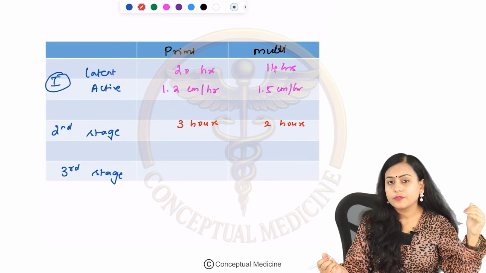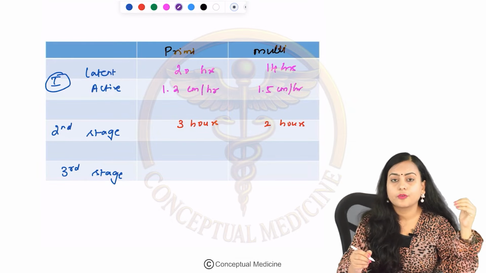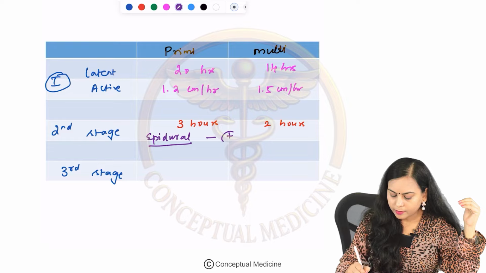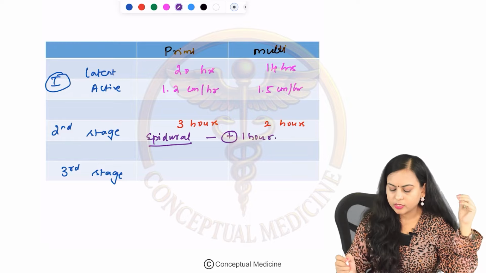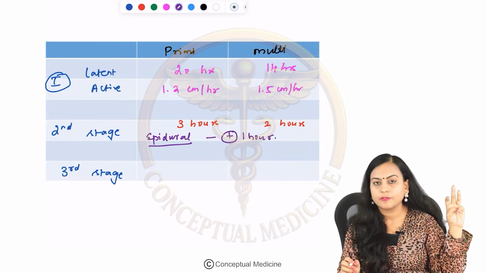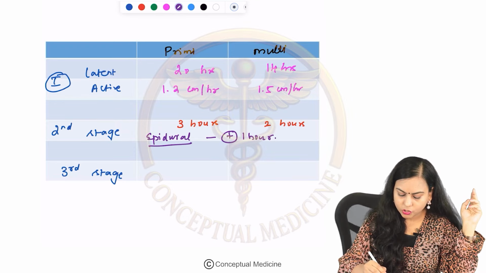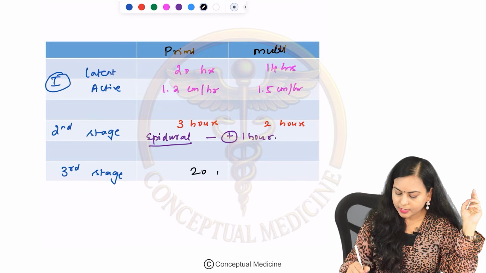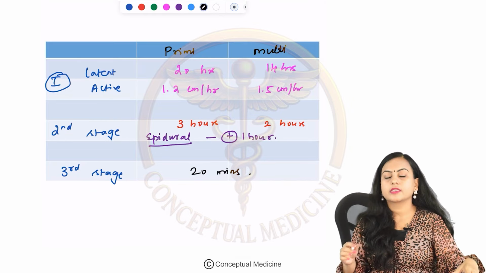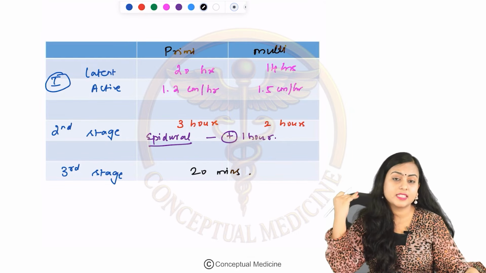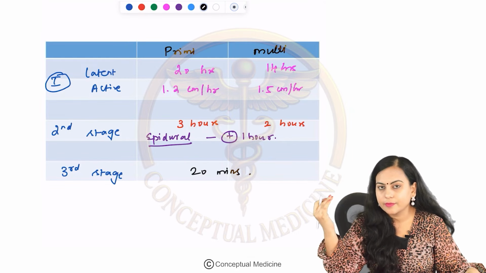Okay, suppose the patient is given epidural for pain relief, then it will take an additional 1 hour in both patients. That means in primary gravida it will be 4 hours and in multigravida it will be 3 hours, right? And the third stage will take approximately 20 minutes. That is, the expulsion of placenta will take another 20 minutes. So till 20 minutes you can wait for placental delivery, right?